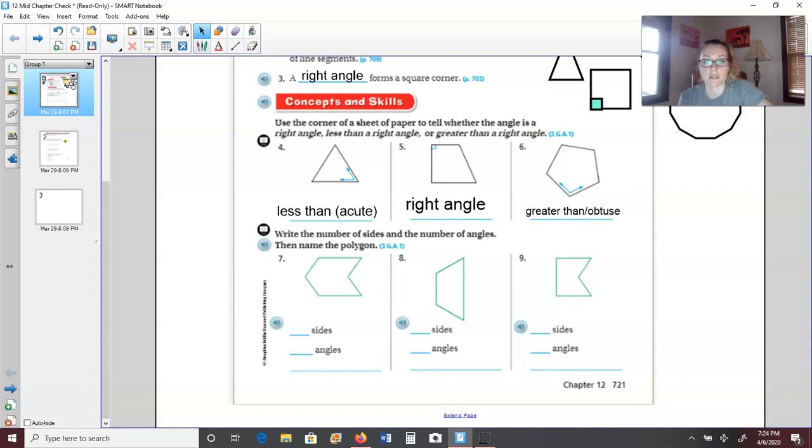So if we look at number 7, the number of sides it has, 1, 2, 3, 4, 5, 6 sides. So if it has 6 sides, it's also going to have 6 angles. Just to show you, we'll count them. 1, 2, 3, 4, 5, 6. And actually, I did that one backwards. I did it on the outside. Get rid of those. Let me try that again.